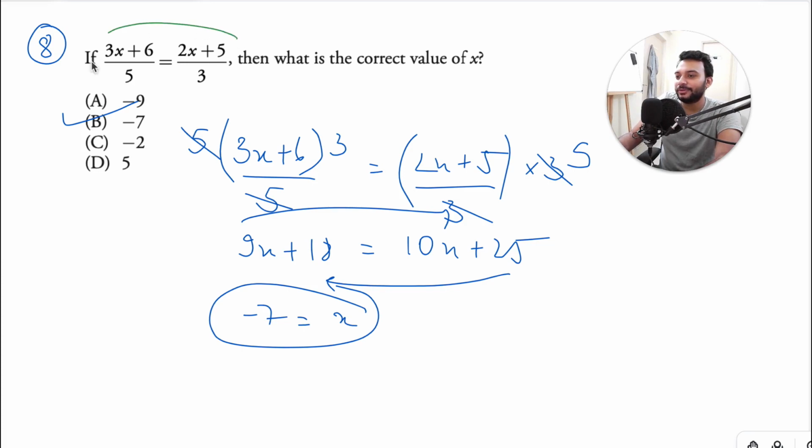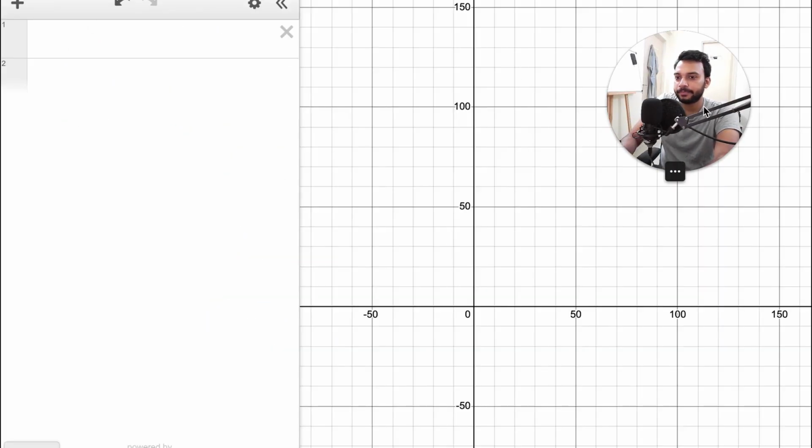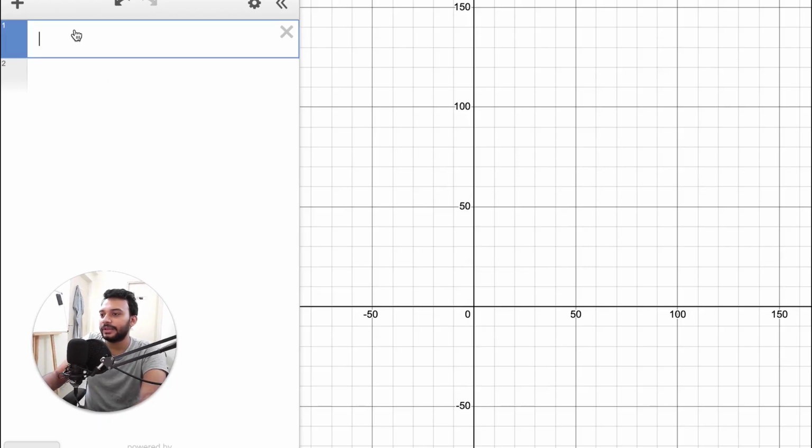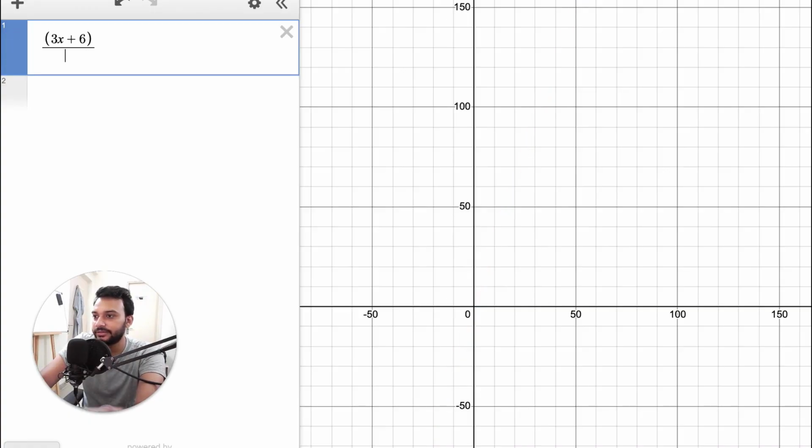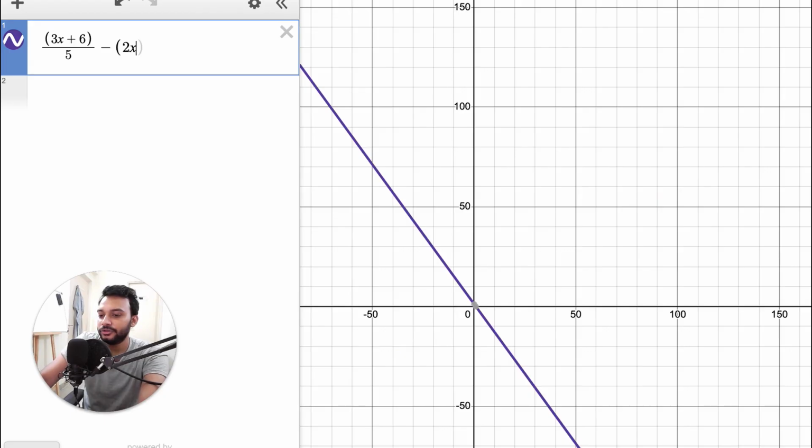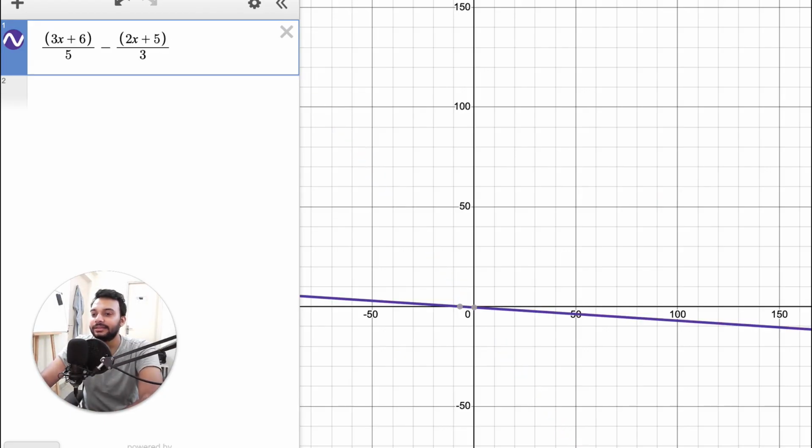Go straight ahead to DESMOS, just simply write this, but in a different way. Remove this equal to sign, get both the expressions on the left hand side and equal it to a 0. Like that you can write. Let's see on DESMOS. Okay, so let's write the expression 3x plus 6, don't forget the brackets, 3x plus 6 over 5 minus 2x plus 5 over 3, and you have the graph of the line.